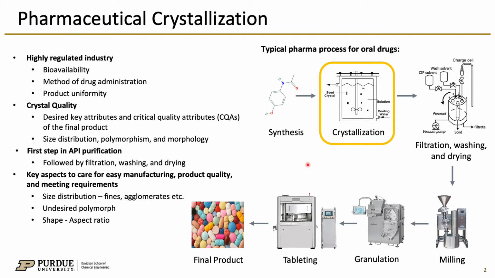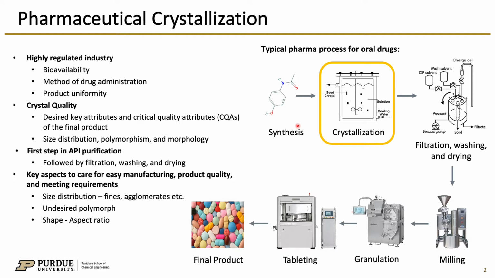Various studies have demonstrated that physical properties of the particles from crystallization affect the bioavailability, operation of downstream units such as filtering and milling, or even the uniformity in tableting. To be able to control these key process parameters, it is crucial to have control and prediction power on the crystallization process. Here, in the picture, you see a typical pharma process for tablet production.